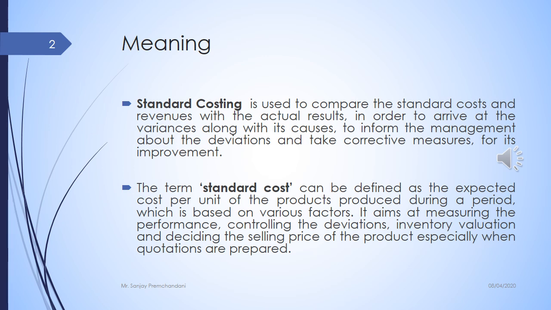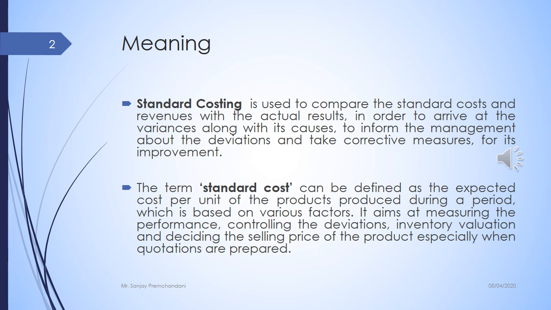It can be defined as the expected cost per unit of the product produced during a period, which is based on various factors. Its aim is measuring the performance, controlling the deviation, that is, controlling the changes, inventory valuation, and deciding the selling price of the product, especially when quotations are prepared.